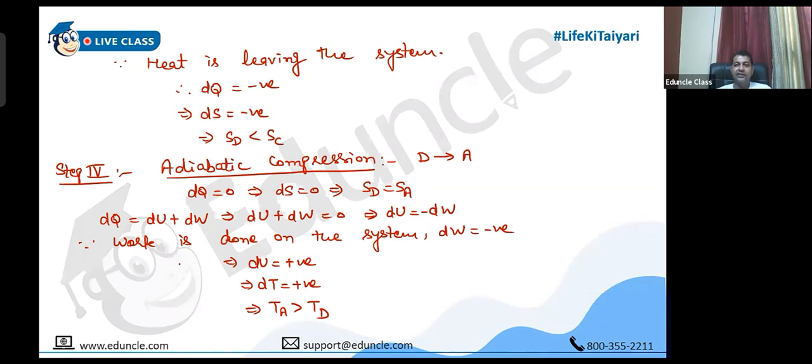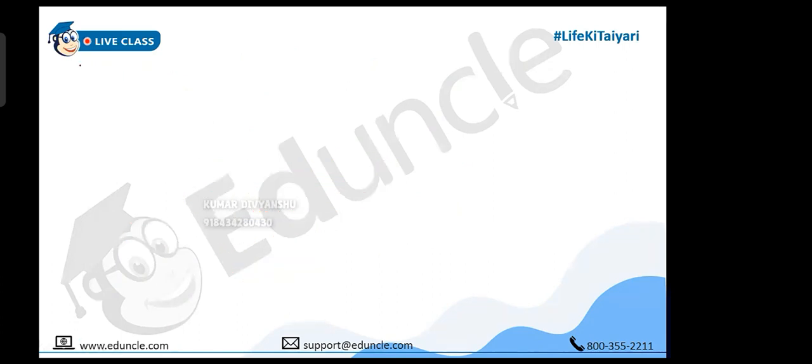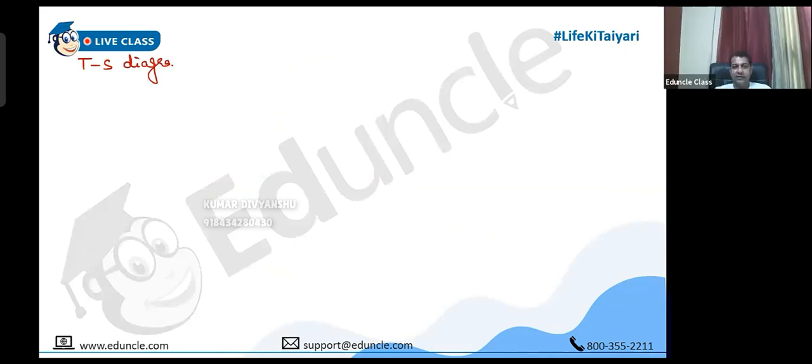Now, let us try and make the TS diagram with the help of these results that we have obtained. Let us try to convert this PV diagram into a TS diagram. Okay. This one understood? Clear? All the 4 steps. Now, TS diagram of Carnot cycle.